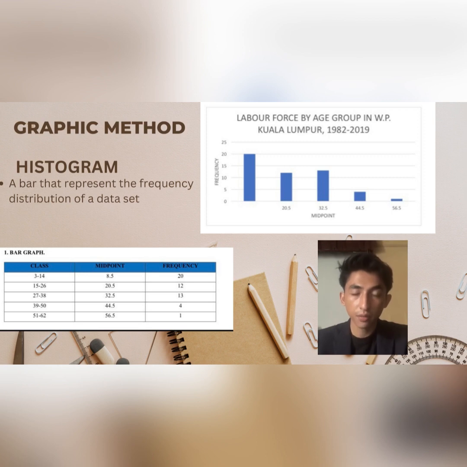In a graphic method, we use a histogram, where bars represent the frequency distribution of a dataset. So right now we have a table and graph that present the frequency. In the table, we have 3 columns which are classes, midpoint, and frequency. In the graph, on the horizontal class scale we use the frequency, and on the vertical scale we use the midpoint. The horizontal scale is 20, 20, 34, and 1. The vertical scale is 8.5, 20.5, 32.5, 44.5, 56.5.